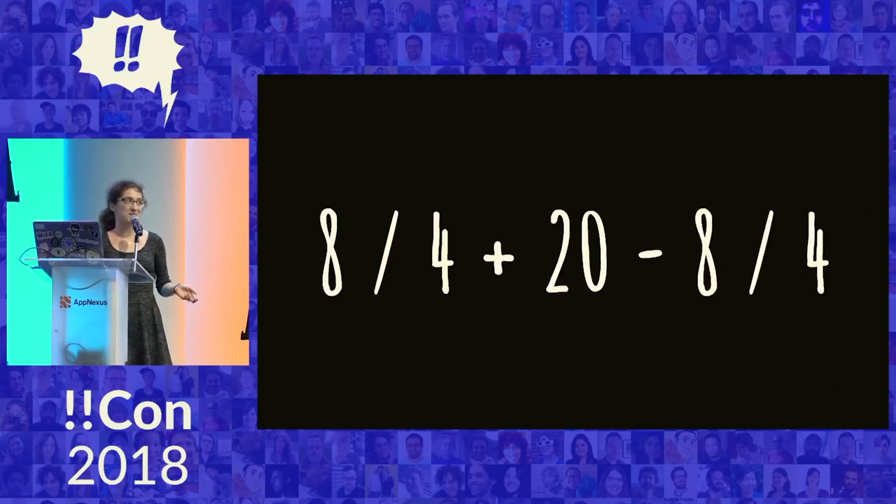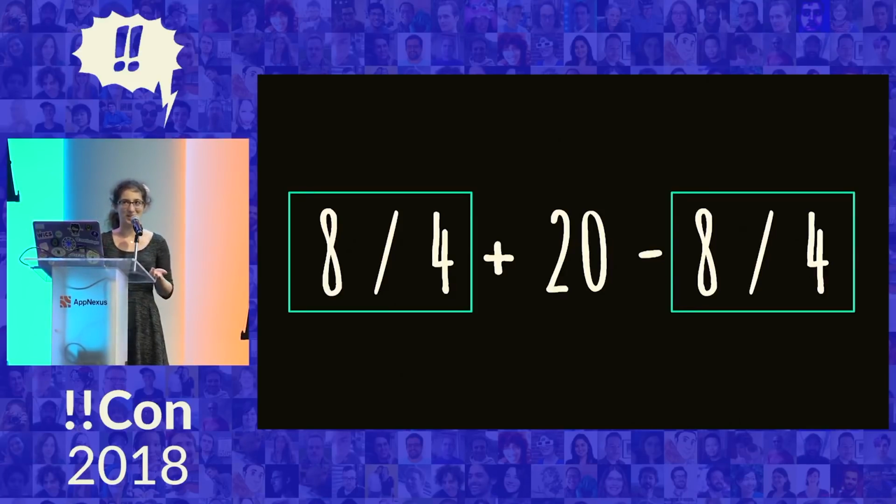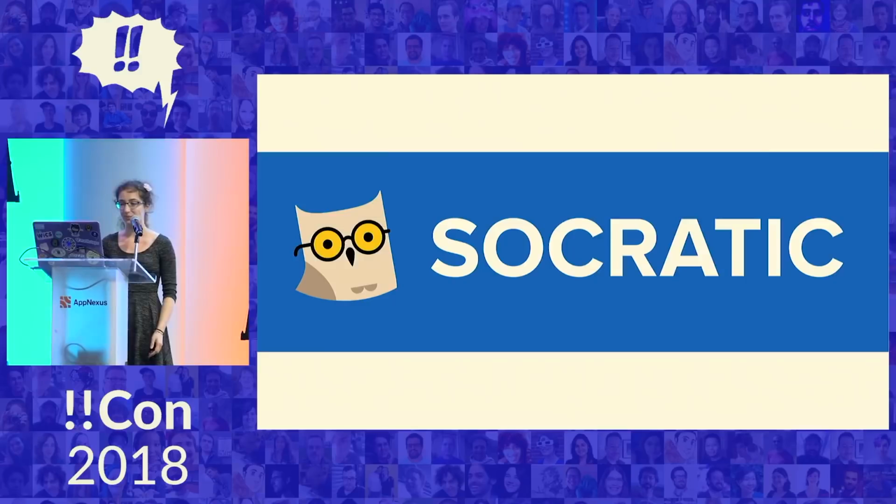Or for something like this, I know I don't even have to do the work of 8 divided by 4. The two 8 divided by 4s cancel each other out. And so I'm making patterns about math in my mind. And the question we're going to be talking about is, how can we get an algorithm or a computer to do these same patterns?